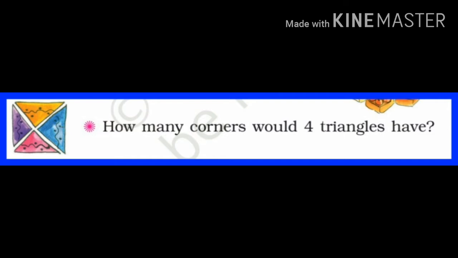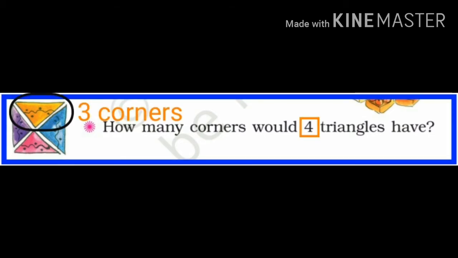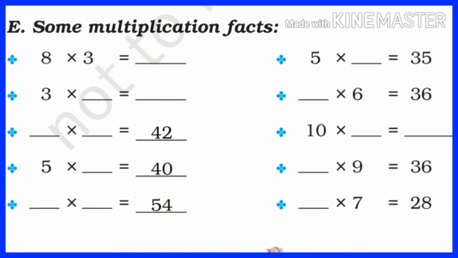Next one. How many corners would 4 triangles have? Here in the picture there are 4 triangles and we know that in one triangle there are 3 corners. So if you multiply 3 by the number 4, you will get the total number of corners. So we will write 3 4s or else you can write 4 3s. Answer will be 12. Our next topic is some multiplication facts.